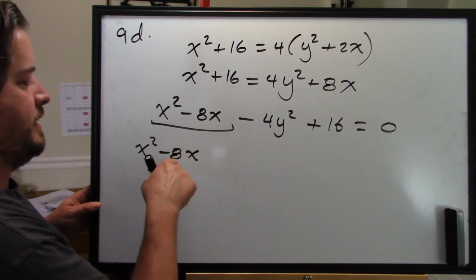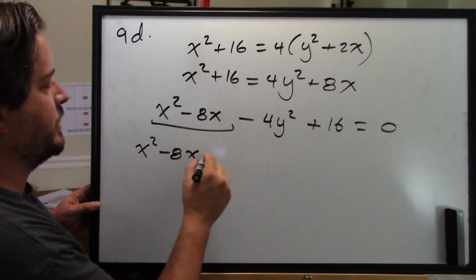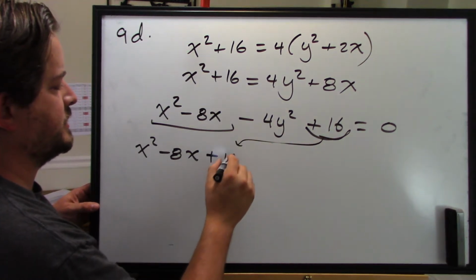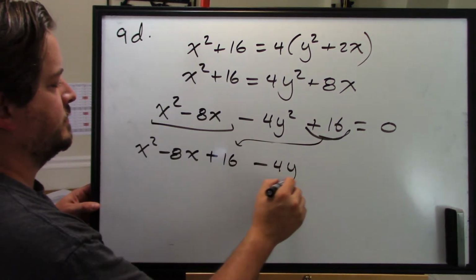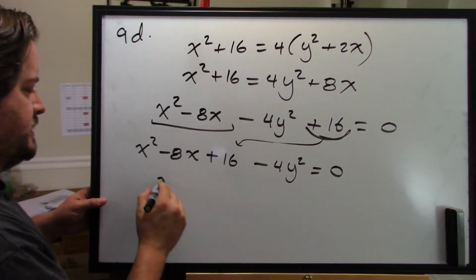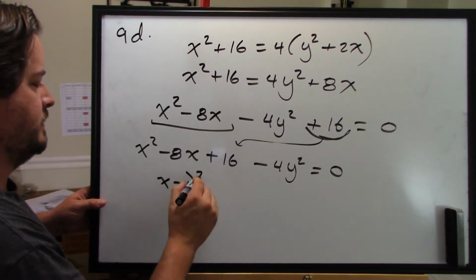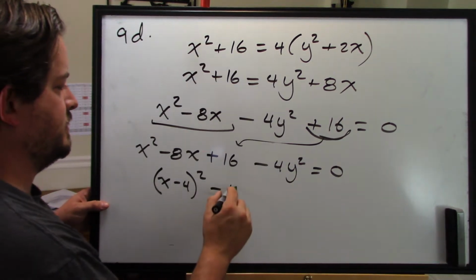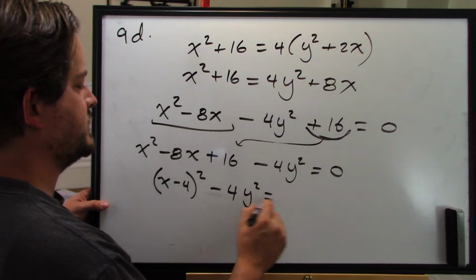So I do that by half of negative 8 is negative 4, squared is plus 16. And again, if that 16 is already there, I'm just going to steal it. And so this turns into x minus 4 squared minus 4y squared equals 0.